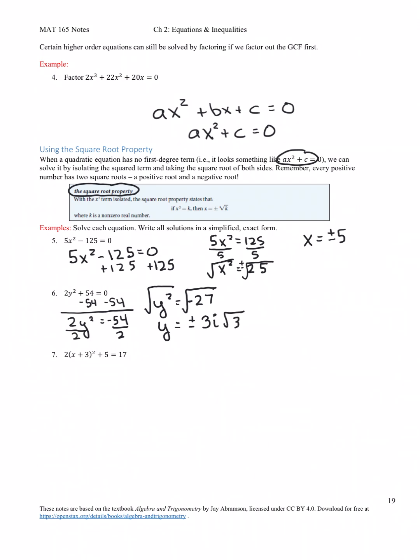And remember, when we have a negative under a square root, we use i, our imaginary number, to represent the square root of negative 1. So in this case, our answer is y equals a positive 3i root 3 and y equals a negative 3i root 3.